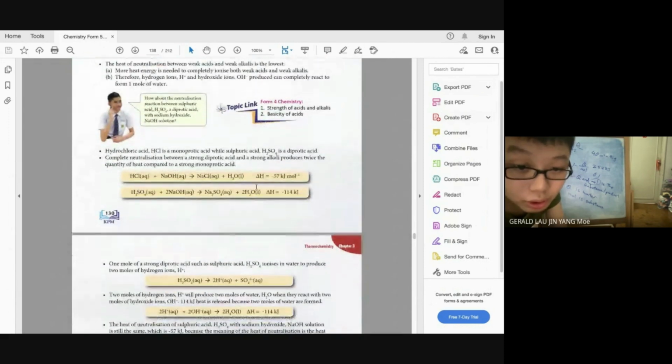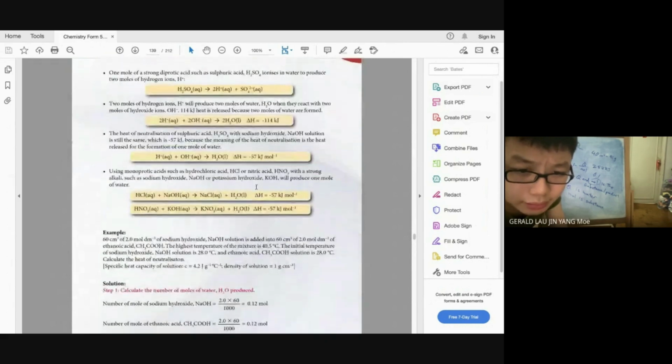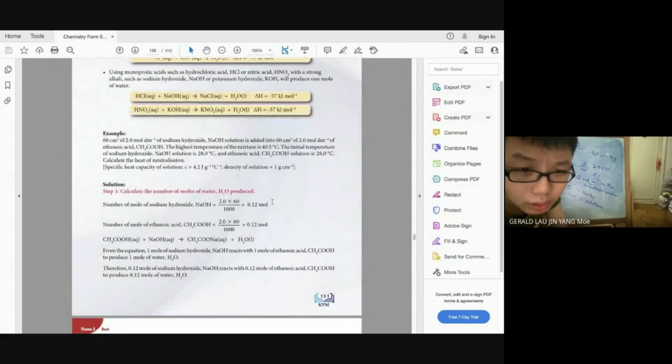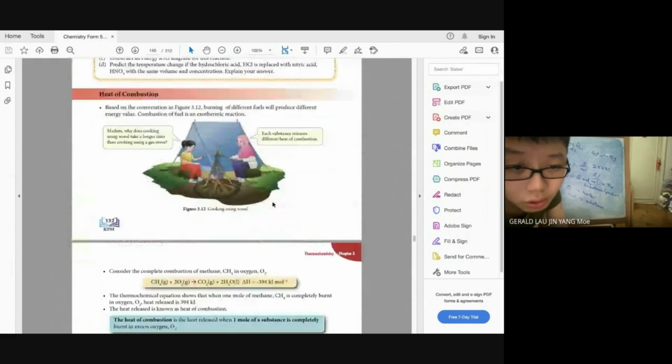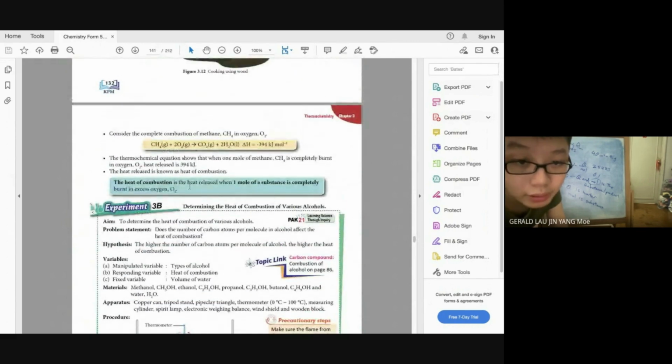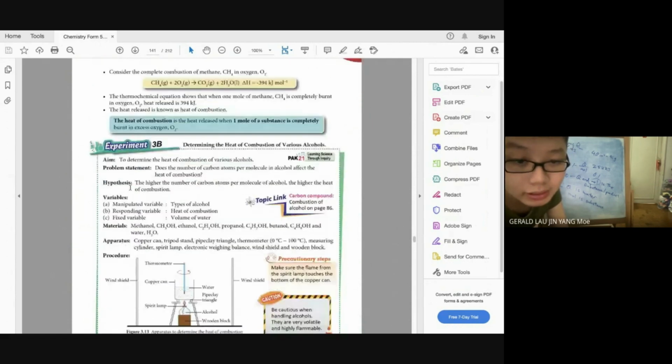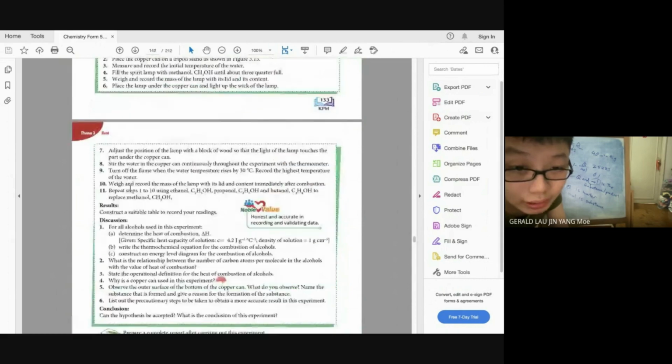Okay. So neutralization is also easy. It's the same thing. You see, calculate the Q, calculate the mole, and then divide to get delta H. Okay, that's all. Now combustion, you see, is a bit different, because it is the heat released when 1 mole of substance is completely burned in excess oxygen. Okay. Here you use the alcohol.